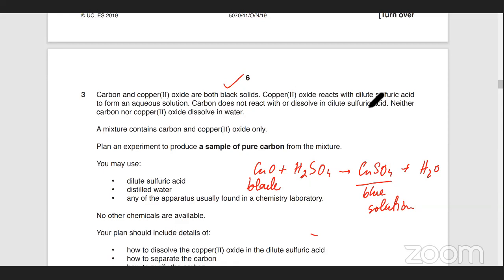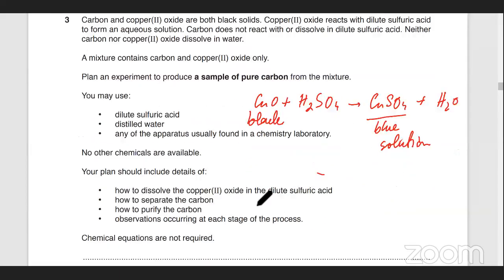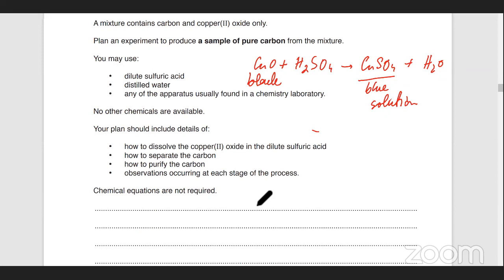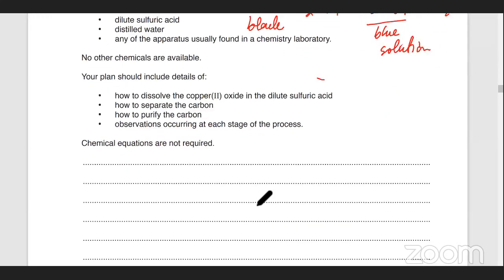So you have copper 2 oxide reacting with sulfuric acid to form an aqueous solution. Carbon is not reacting, obviously, and neither of them dissolve in water, so they're both insoluble. The mixture contains carbon and copper 2 oxide only. Plan an experiment to produce a sample of pure carbon from the mixture. You may use dilute sulfuric acid, distilled water, any of the apparatus usually found, etc. Know the chemicals are available or how to dissolve the copper 2 oxide in the sulfuric acid, how to separate the carbon, how to purify the carbon, and observations occurring at each stage of the process.